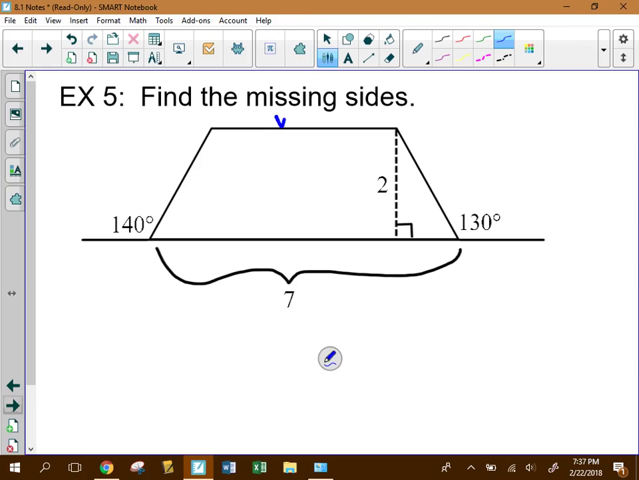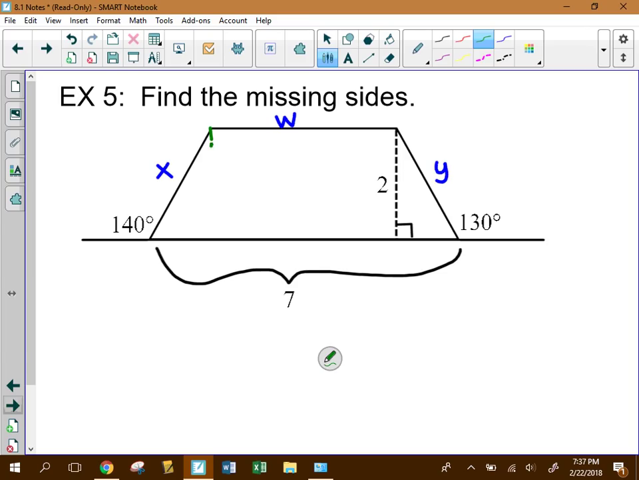Okay, this top side would be W. You notice that the entire bottom side is 7. And then we have the two sides. So we call this one Y, and this one over here on the left, maybe call it X. Okay, A, B, C, whatever you want to call it. We know that the height is 2. Okay, that's what we know.